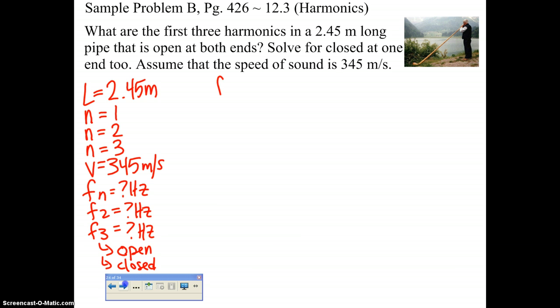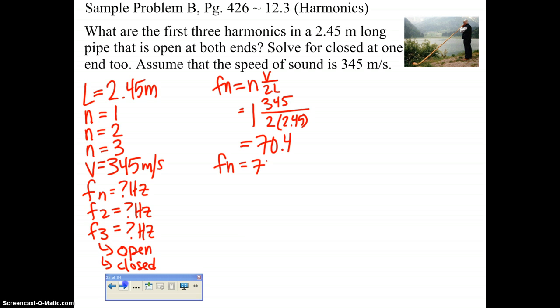So your open equation is Fn equals nv over 2L. You want to try to solve for F of n. So 1 times 345 divided by 2 times 2.45. Putting that into a calculator, 345 divided by 2 times 2.45 is going to give you 70.4, in which you want 3 sig figs. So your F of n is 70.4 hertz.